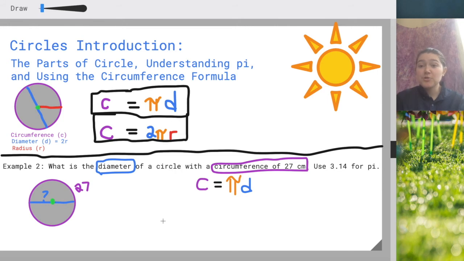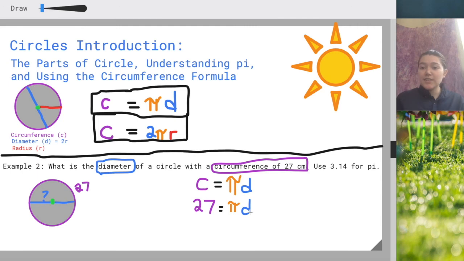So now I can use my formula to figure this out by substituting in what I'm given. I'm told that the circumference is equal to 27 centimeters. So that means where I see my circumference, I'm going to substitute in 27. And then the rest I'm going to keep the same. At this stage, this is where it gets a little bit harder than the last example. I need to ask myself, I'm trying to find the diameter. We want to solve for d here to figure out what's the missing value.